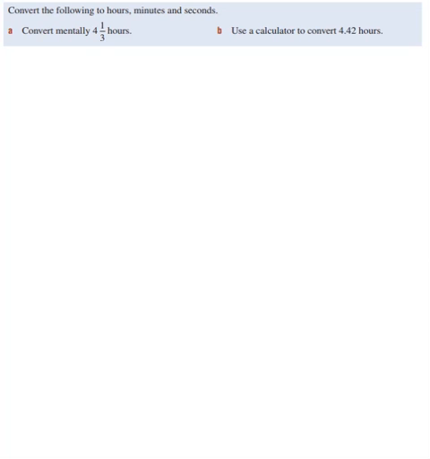Now part A says convert mentally 4 1/3 hours into hours, minutes and seconds. So what we are focusing on is basically the third of an hour, because we know we've got 4 hours. What about the third of an hour?